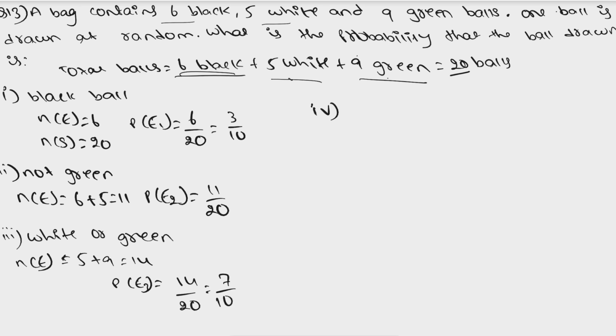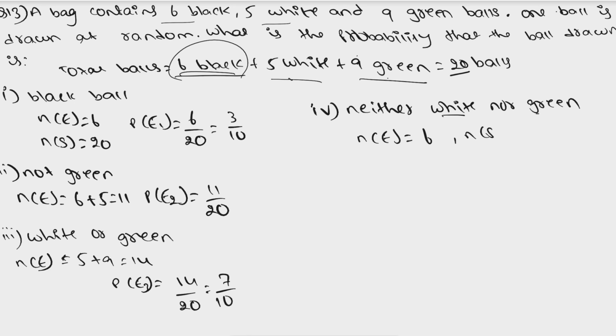Next we have our fourth one, which is the probability of getting neither white nor green. So we should not get white as well as green, so we have the option of getting black. So n of E is equal to 6, and we know n of S is equal to 20. The probability of this fourth event is 6 by 20 again, which can be simplified as 3 by 10.